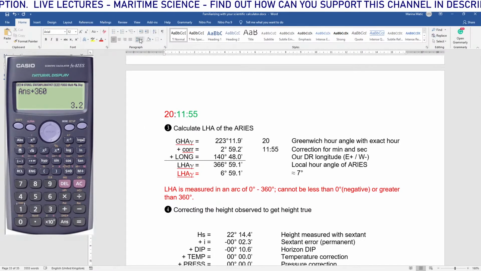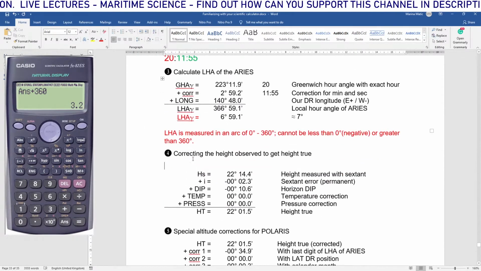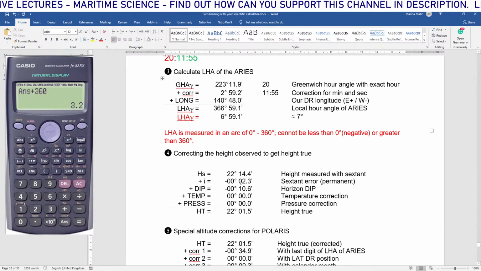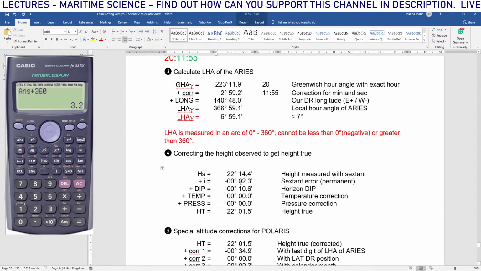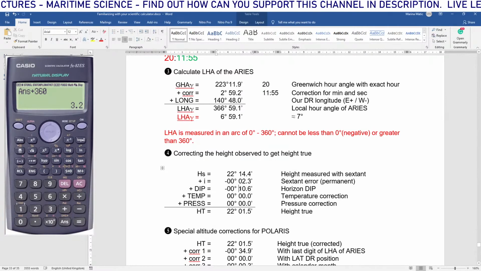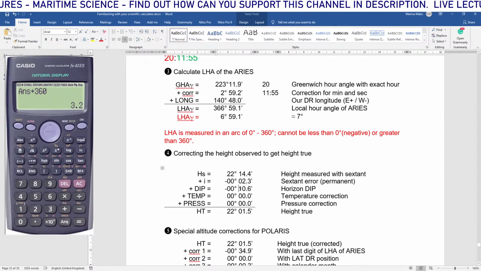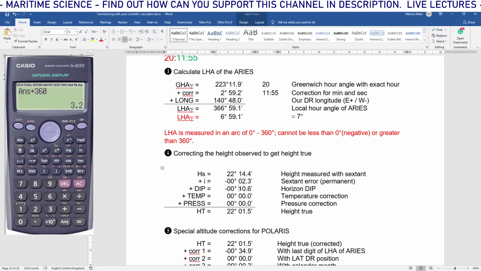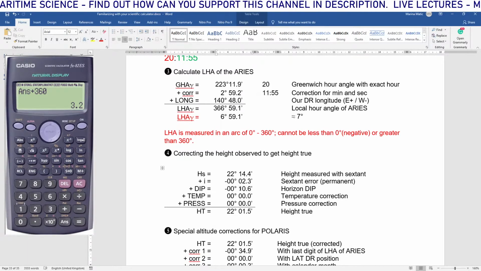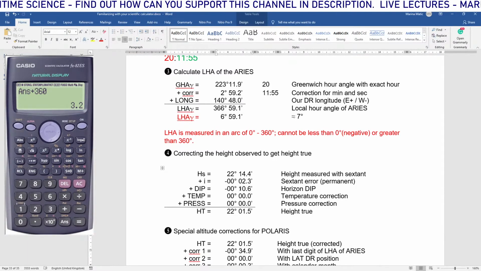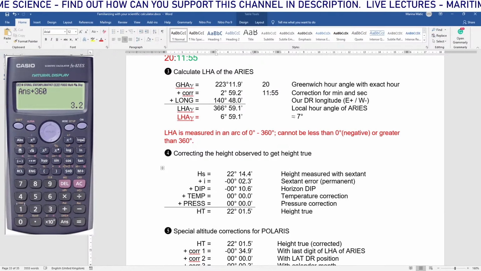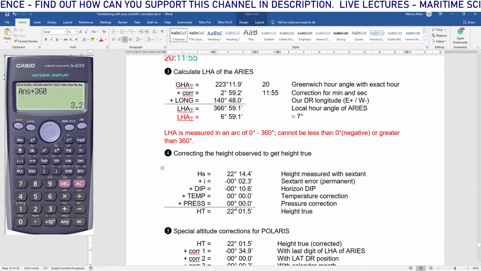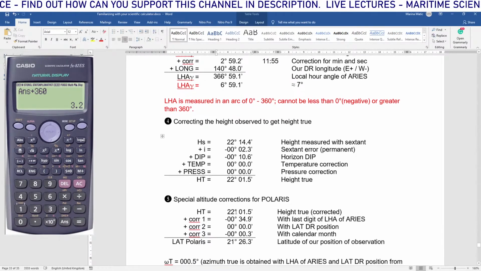So after that is finished, we need to correct the height observed to get the height true. We have sextant error that is permanent for that device. We have horizon dip because we are observing the star from the horizon of our eye, not from the water level, and everything in the tables is adjusted to the horizon level of the sea. Temperature correction and pressure correction were 0. And after we added all those corrections, we got height true.